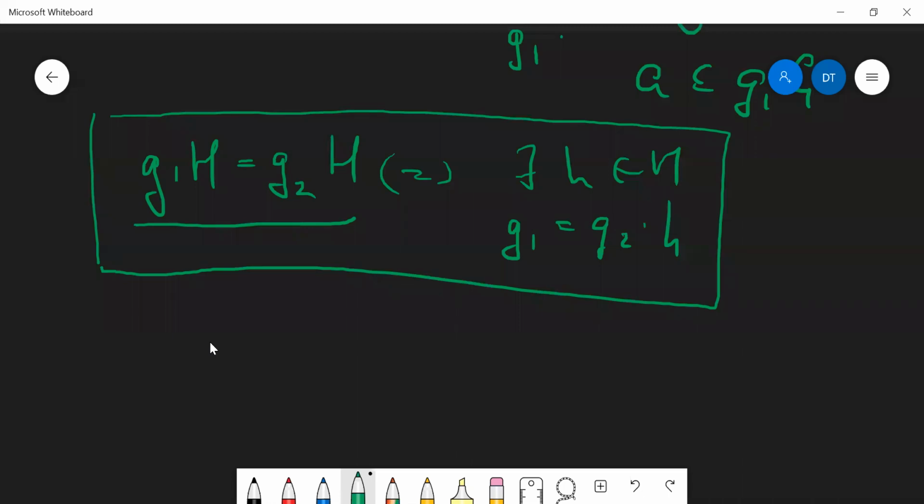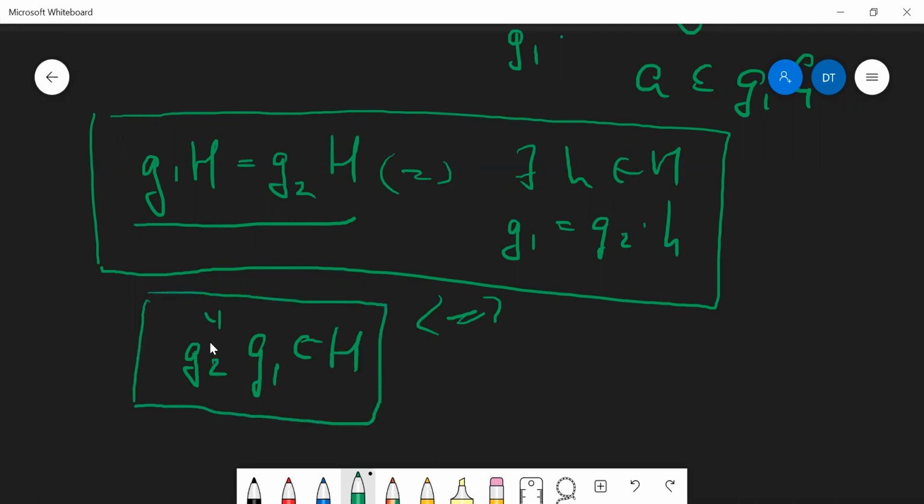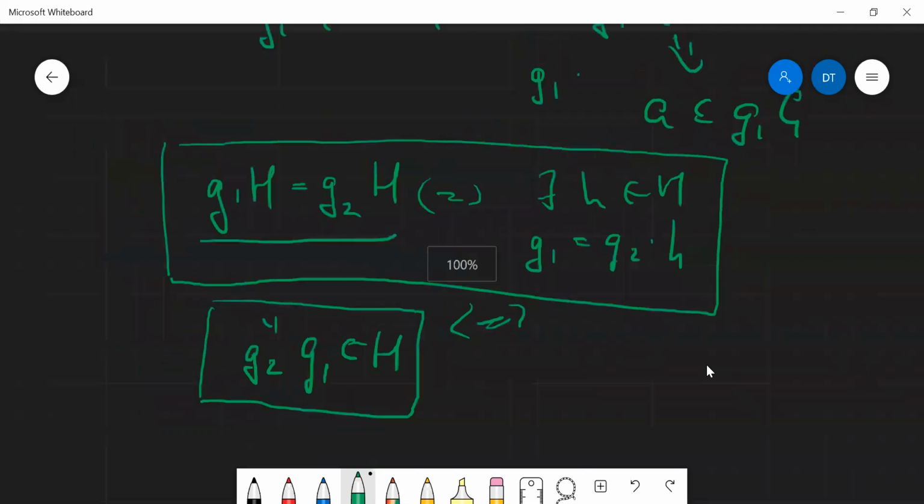And if you multiply this equality by G2 inverse on the left, you will get an equivalent condition. So that's another form of this equality: G2 inverse G1 belongs to H. So these three conditions are exactly the same. So this is the easiest form to verify that two elements give you exactly the same cosets. So that's how people usually check. They check either this or this. But let's skip.